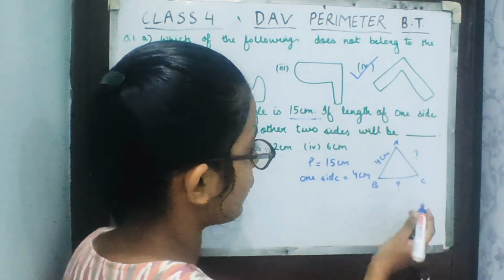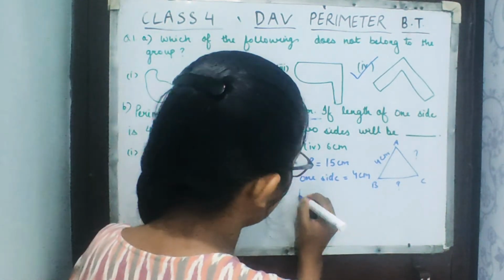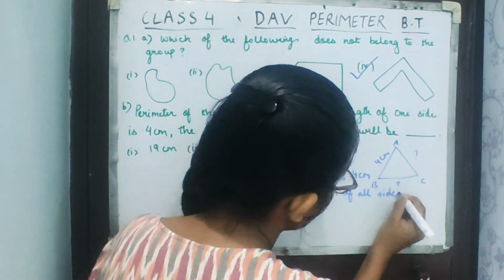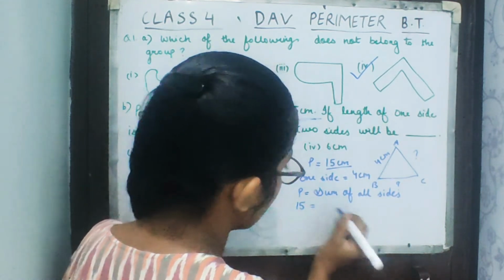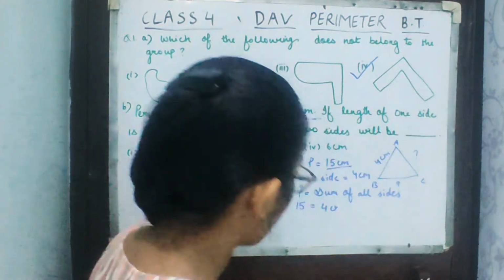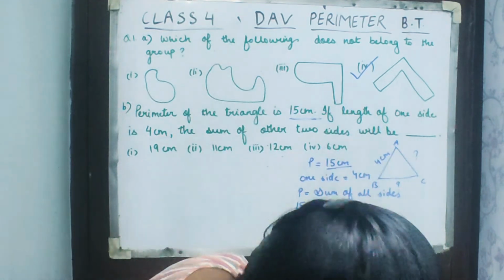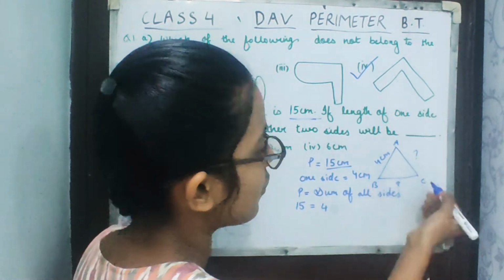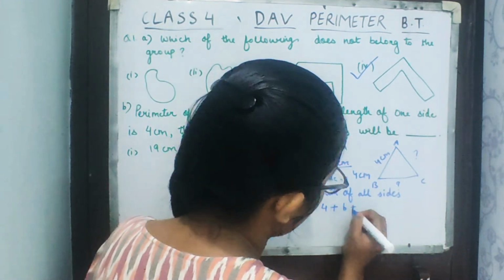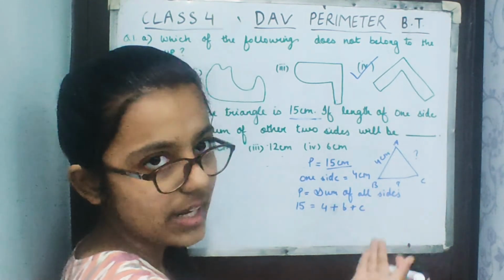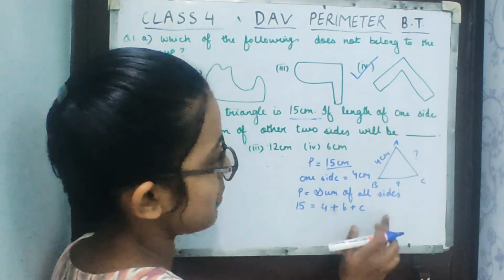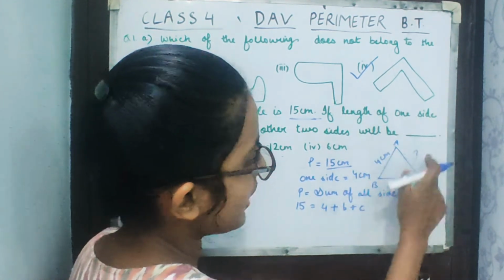What is the formula for the perimeter of a triangle? Perimeter is equal to the sum of all sides. So perimeter is given, that is 15, equals the sum of all sides. One side is given as 4 centimeter, so we'll write 4. For the other two sides you can give any name, for example B and C, or else you can give X, Y, or any name. So 15 is equal to 4 plus B plus C.